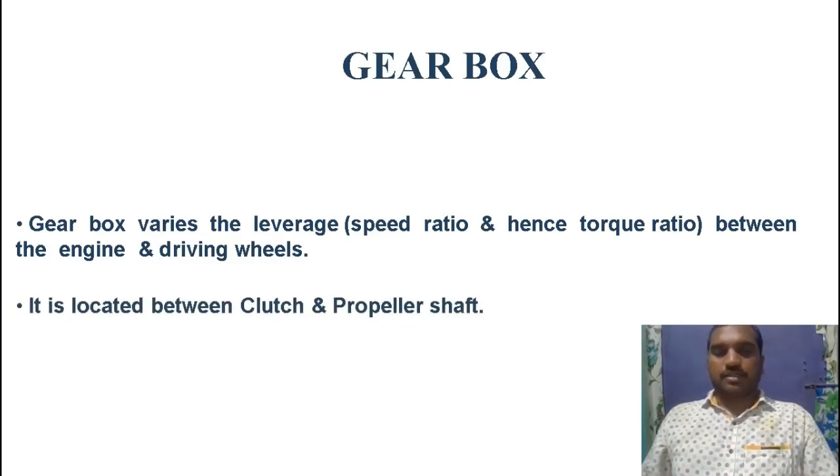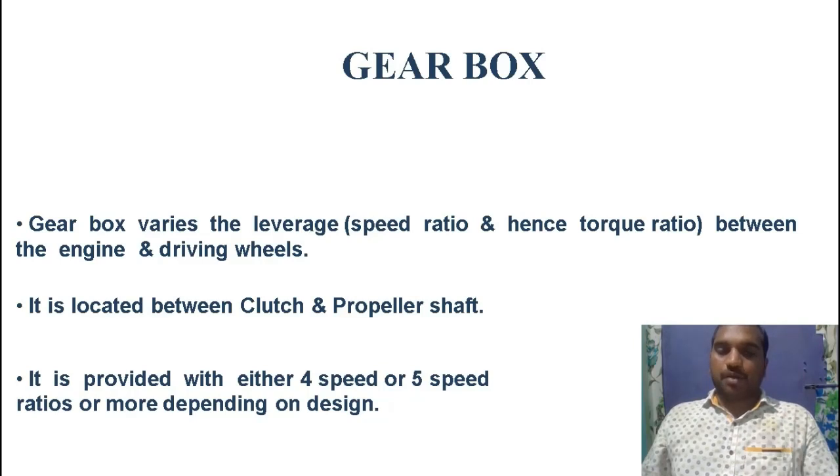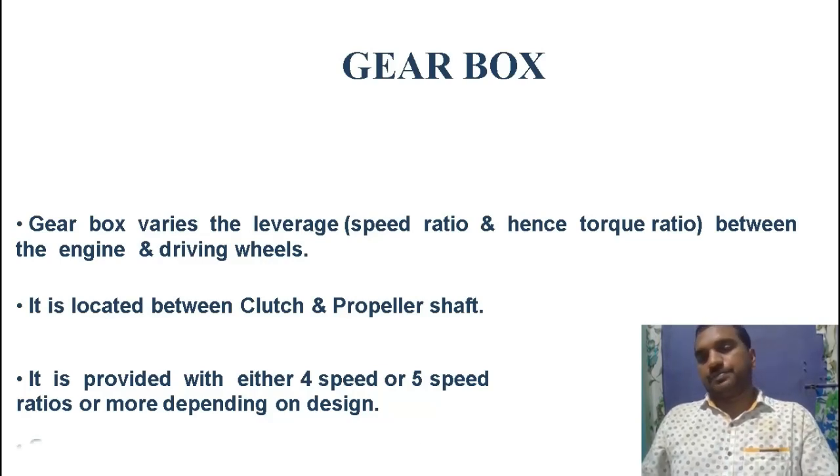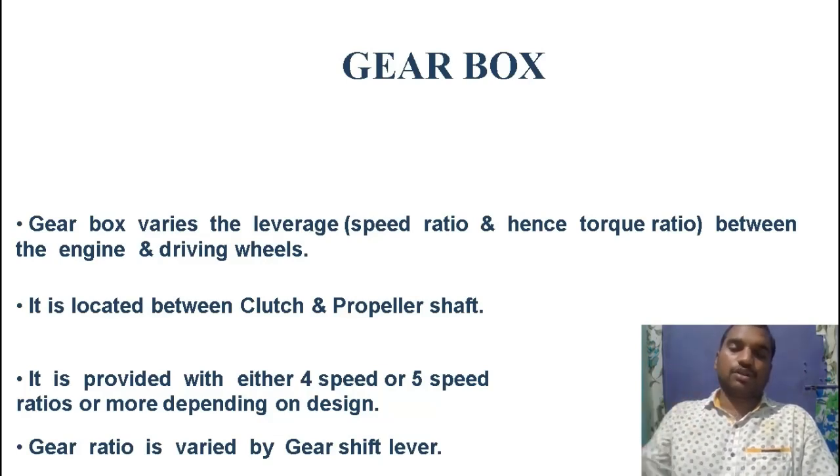Coming to the second point, where the gearbox is located. It is located between the clutch and propeller shaft. The next point is that it provides either 4-speed or 5-speed ratios, or more, depending on the design. So with the help of the gearbox, we can get 4 or 5 speeds depending upon the design. The next point is that the gear ratio is varied by the gear shift lever, by changing the gear shift lever position, either first to second, second to third, third to fourth, or fourth to reverse.